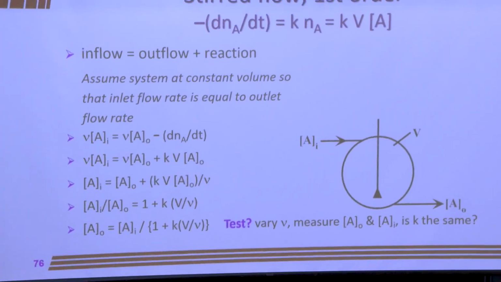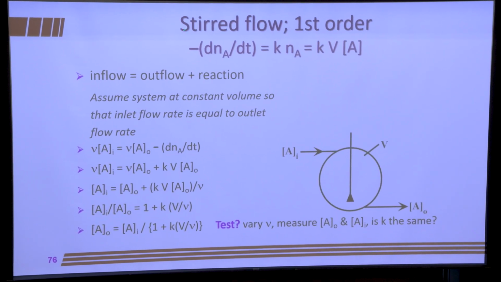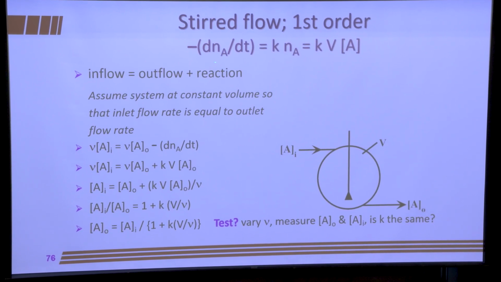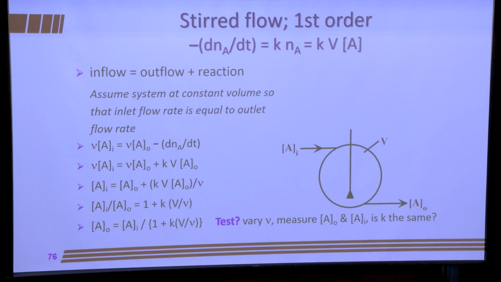So here we have the stirred reactor. And here we say the minus the change in number of moles of A with respect to time is equal to the rate constant times the number of moles of A. In other words, the kinetics here is A reacting to give products. And that's equal to the rate constant times the volume of the reactor times the concentration of A. So we can write it as the rate constant times the number of moles of A, or the rate constant times the volume times the concentration of A.